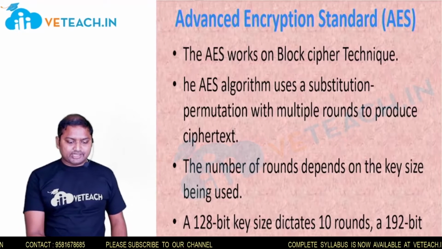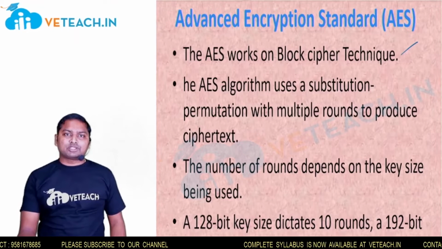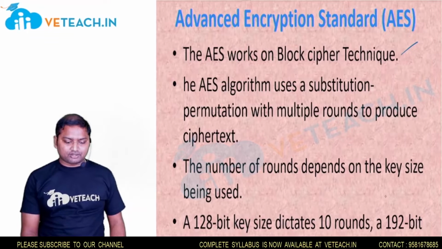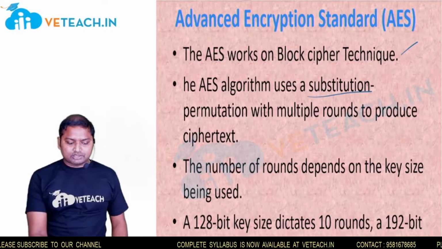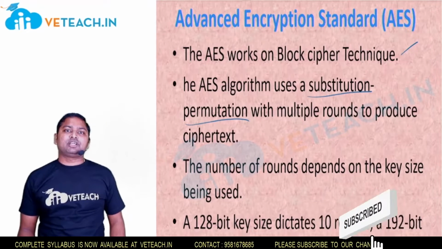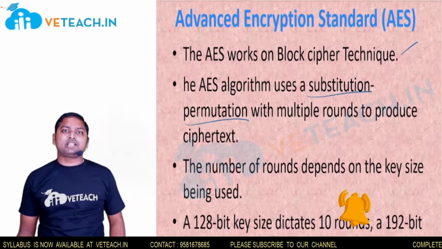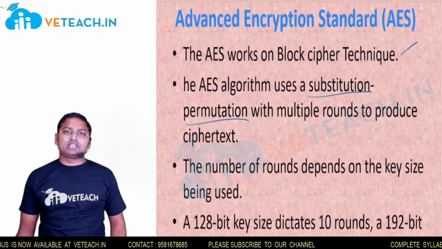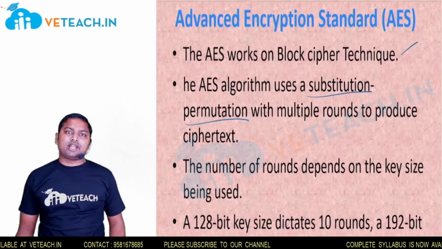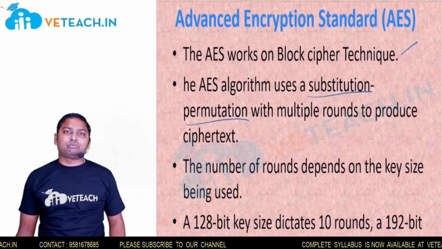AES is a block cipher technique, as DES also comes under block cipher. It mainly uses two operations, substitution and permutation. What do you mean by permutation? Permutation is nothing but rearranging the elements, and substitution means we are substituting a value with another value. When you implement permutation and substitution, the plain data, that is the original text, will be more secure.